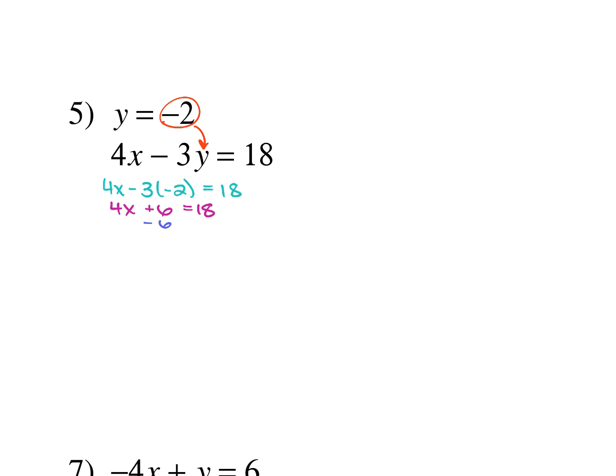We're going to move the 6 over by subtracting it from each side, so it's 4x is equal to 12. Then divide each side by the 4, and you get that x is 3. If x is 3, y is negative 2. That gives you 3, negative 2 for your solution.